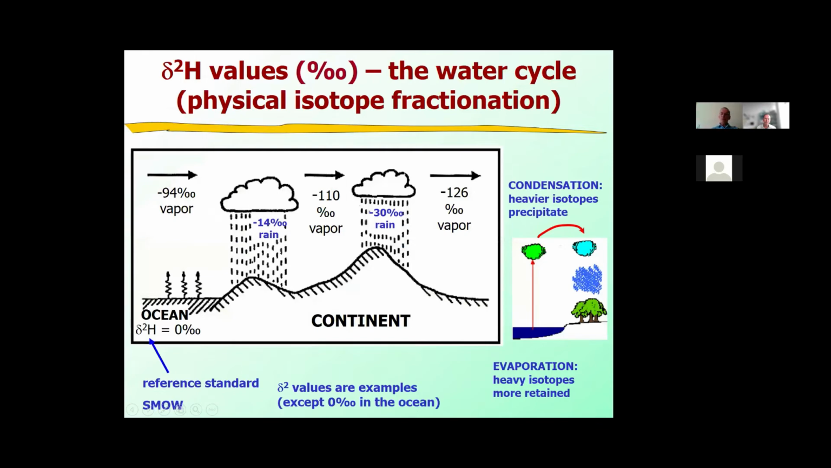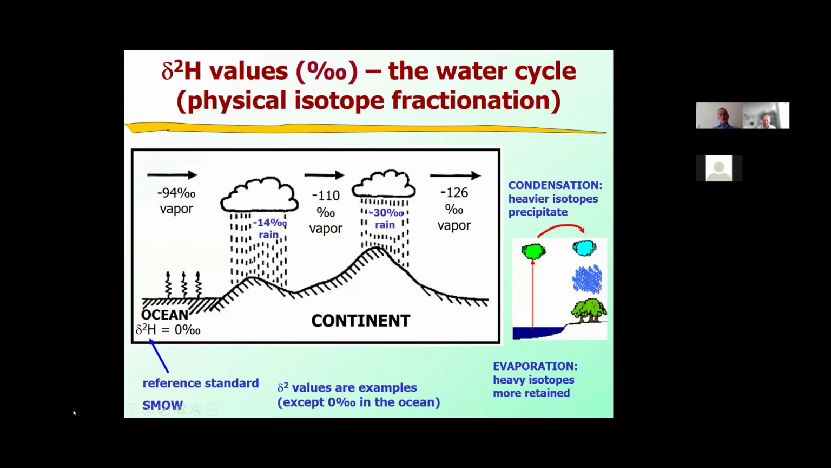Now we come to the third point, which I wanted to explain to you and discuss with you, which is about the delta 2H value, so the hydrogen isotopes. And here it's more the physical isotope fractionation, which is important at first glance, and that has to do with the transport of the water from the ocean to the rain.